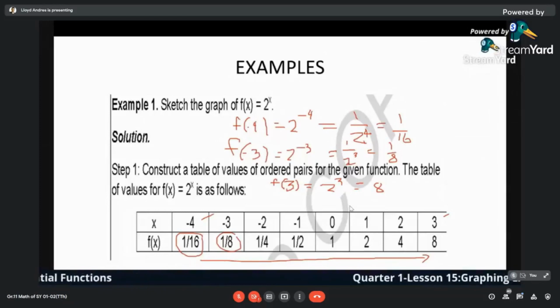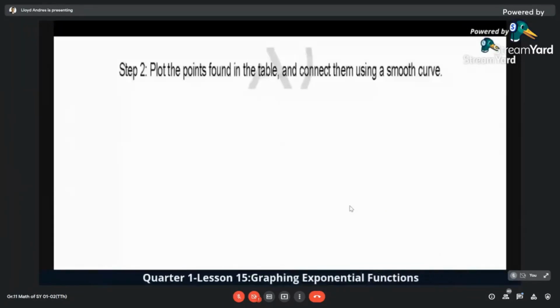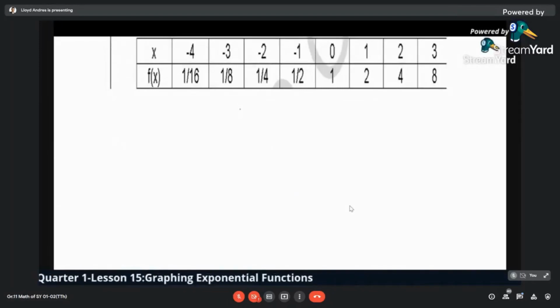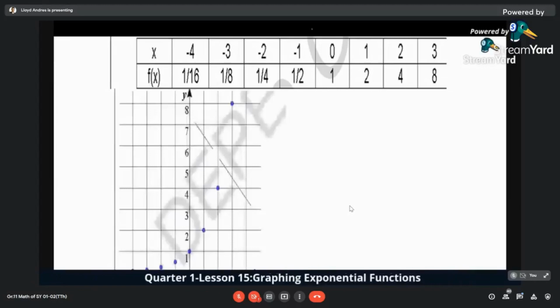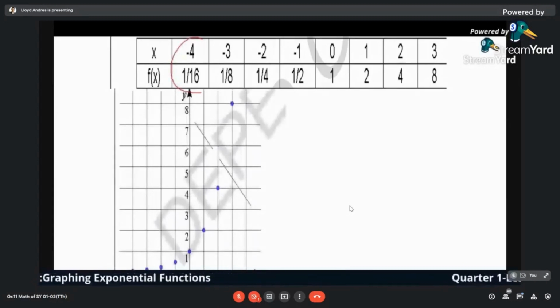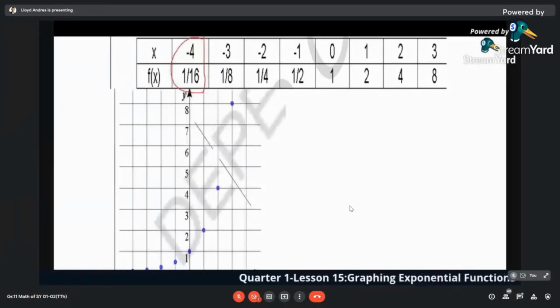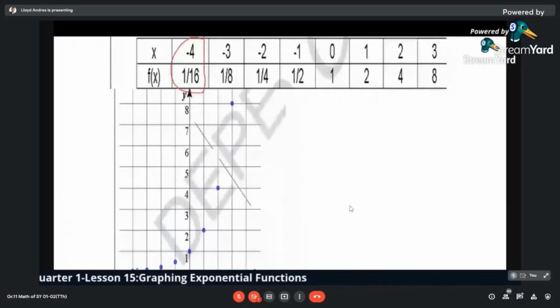So, after you get the table of values, what you do to graph is plot them on the Cartesian plane. The plotting means each is one ordered pair, negative 4, 1 over 16. Where is that point? Negative 4, 1 over 16. 1 over 16 is a point very close to zero. Next, negative 3, 1/8.